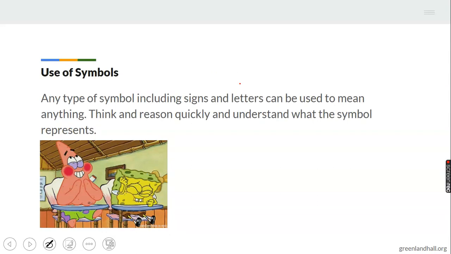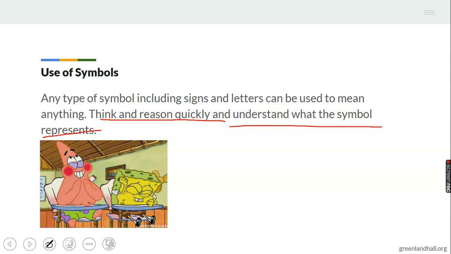So how do we use symbols? Any type of symbol, including signs and letters, can be used to mean anything, like the one I showed you earlier. A symbol can represent anything. It depends on you, the student, in this case. You're the one who will say, oh, I think this symbol represents a plus. Sometimes this symbol represents a minus, okay? That's because you've been able to bring it out from your mind. You look at the figures and the shapes, and you relate them with the answer and it corresponds. So you think and reason quickly and understand what the symbol represents.